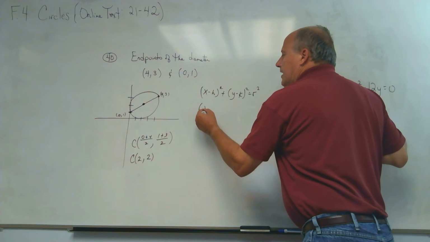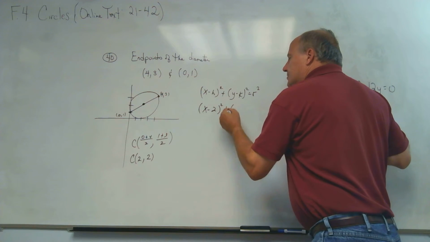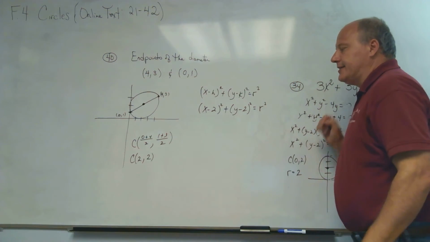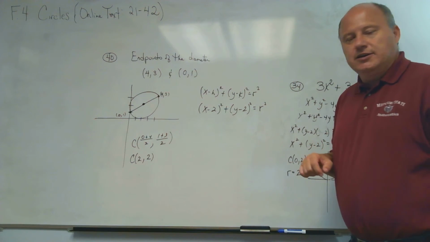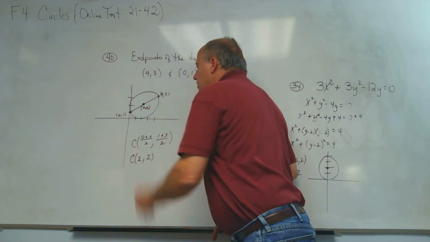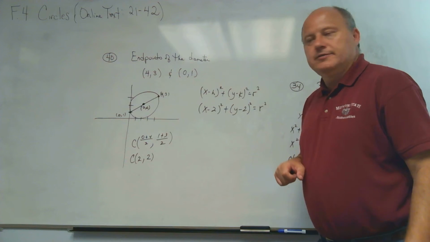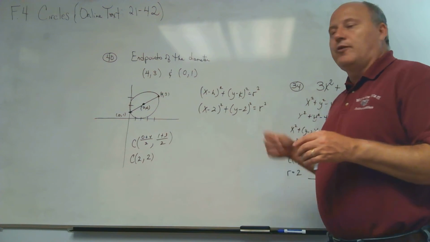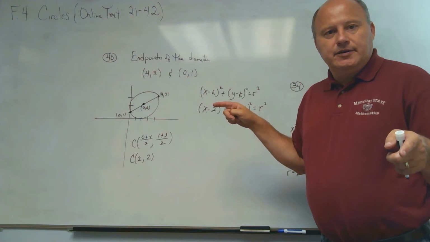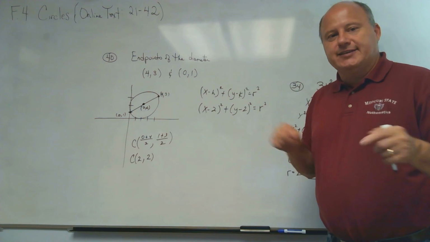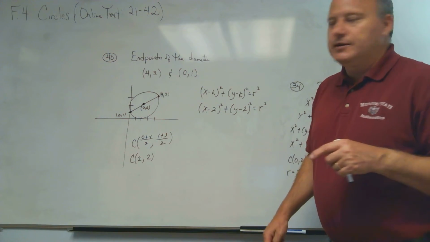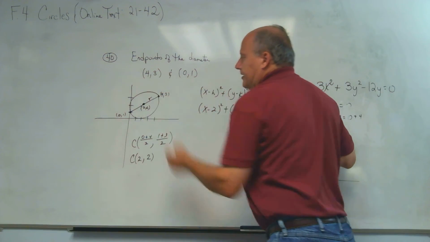So x minus 2 squared plus y minus 2 squared equals r squared. Now I just have to find the radius. Again, you have a choice. You can find the distance between the center 2, 2 and the point 4, 3, and then put that number into the formula, or you can find the distance between 0, 1 and 4, 3, and then halve it because the radius is half the diameter. I'm just going to find the distance between 2, 2 and 4, 3.